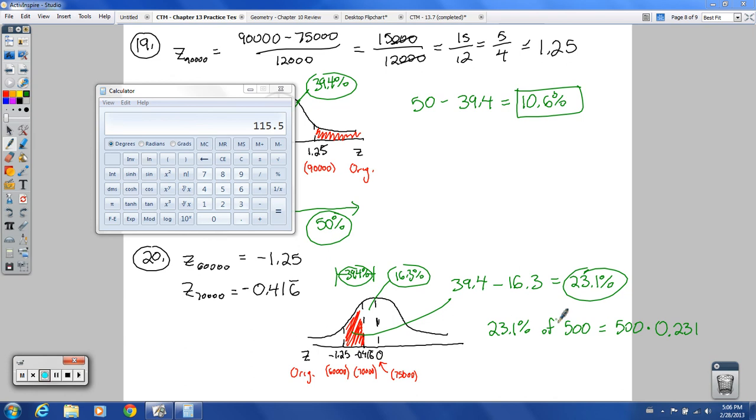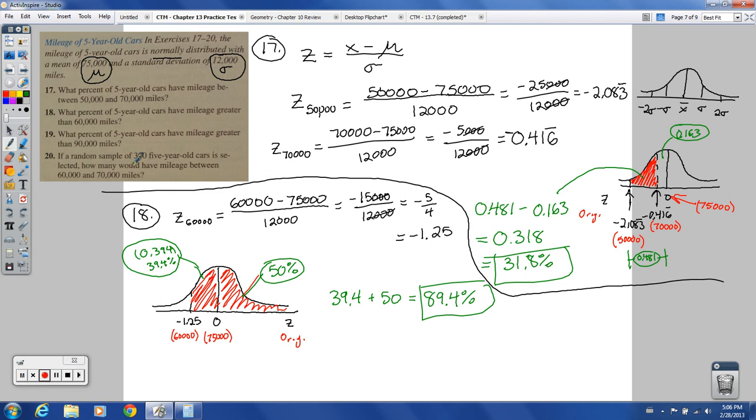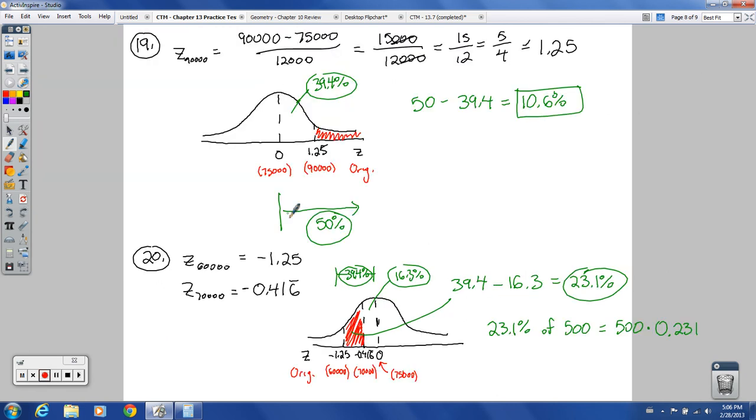Yep, I see my mistake there. This was not 500 cars. Read the question, Mr. Ryder. What does it say? 300 cars. Sorry about that. That should be a 3 right here.